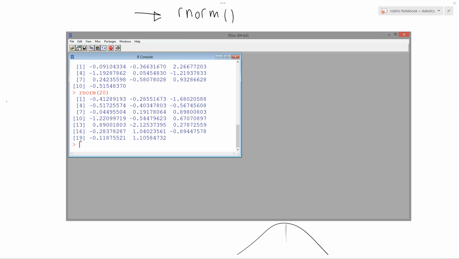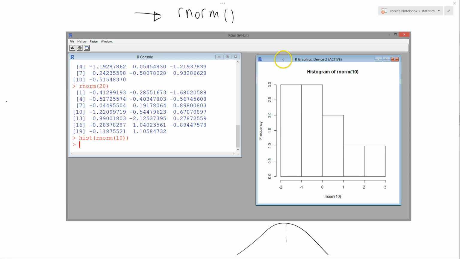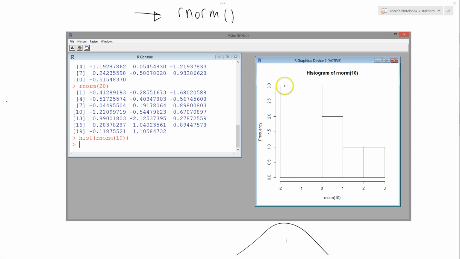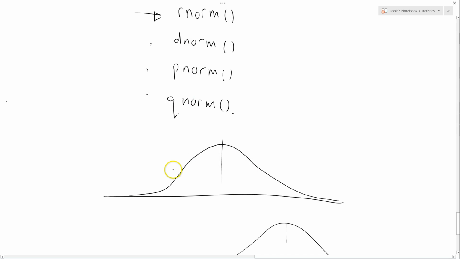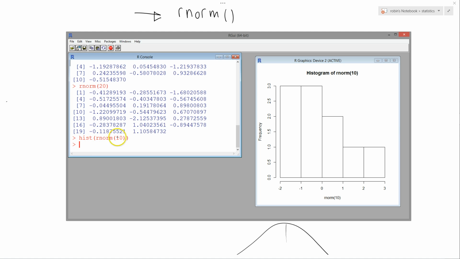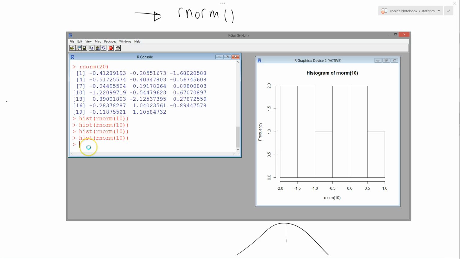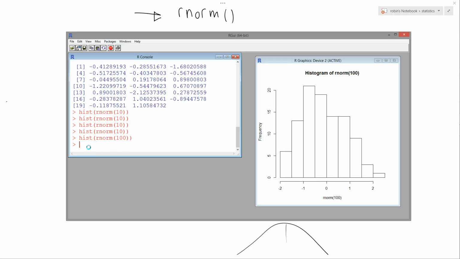To get a sense of how they are arranged, we can do hist rnorm of, let's say, 10. And we get this nice histogram appearing here. You'll see that this image here is not showing this classical bell-shaped curve, which is a bit of a puzzle until you realise that we've only got 10 numbers here. And if I do that command again, hit the up arrow, you can see how it's varying about. It's very, very chaotic. If I increase the number of observations to, let's say, 100, there you go.